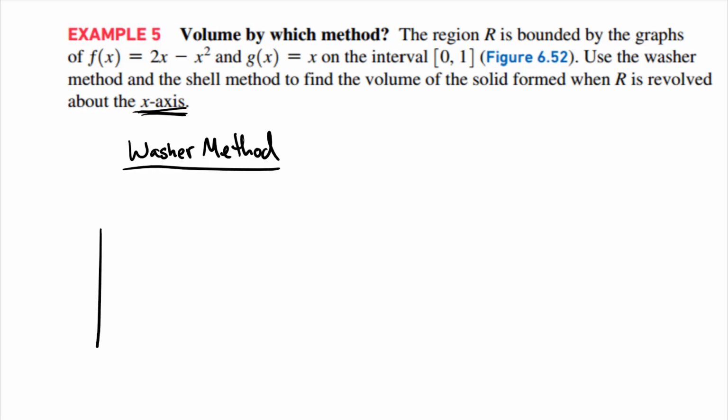Cool. So let's just sketch a little picture. We have a parabola facing down. We're only going to go to 1, which is right here. When you plug in 1, that's 2 minus 1, which is equal to 1. And then g of x is equal to x. That's just a straight line. They're going to connect right there at 1. But it tells you we're going from 0 to 1.